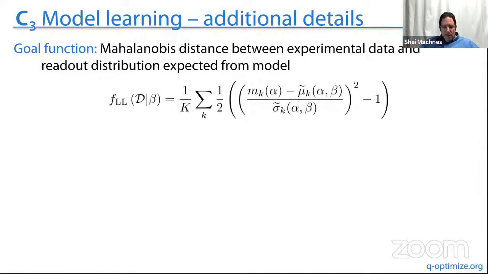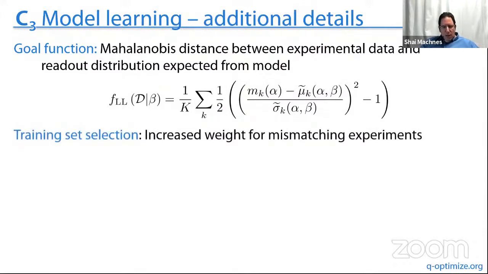Essentially you're counting the number of sigmas, assuming everything is a Gaussian distribution. It's really binomial, but because we have a large number of shots, we can approximate it as Gaussian. There's a big issue of how you select the training set out of all the experimental results, because there are a lot. What we do is give increased weights to situations where the model does a poor job of recreating the data.